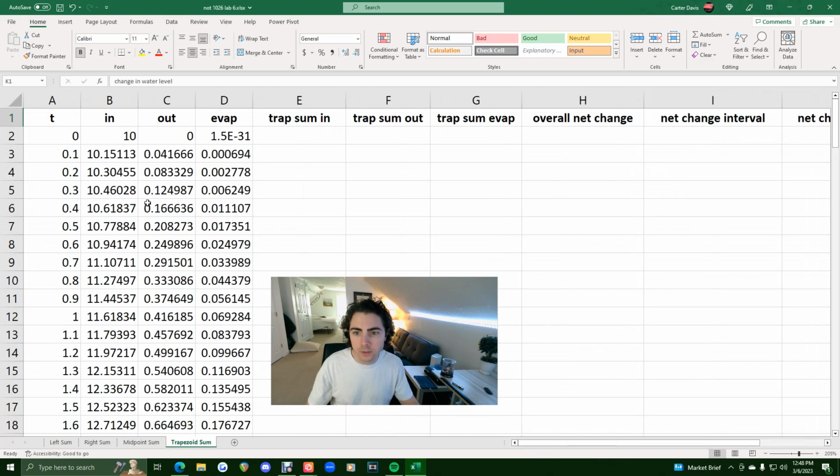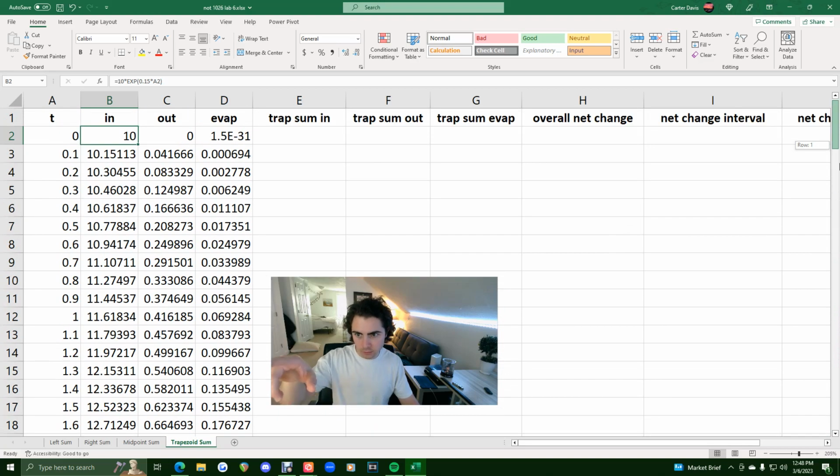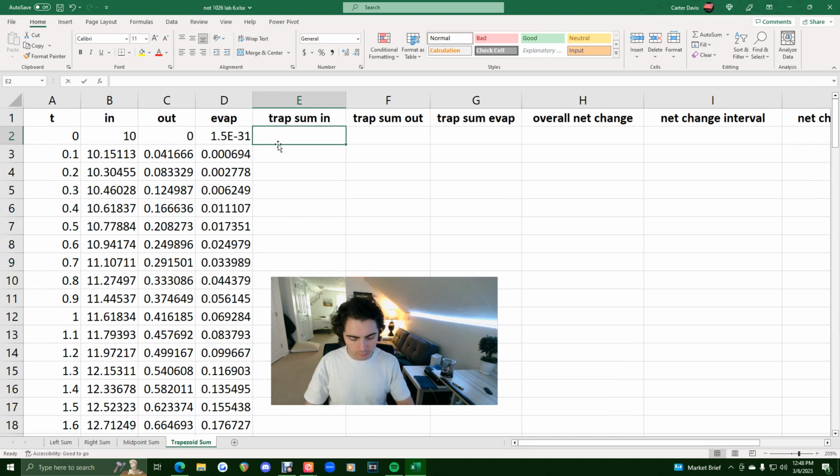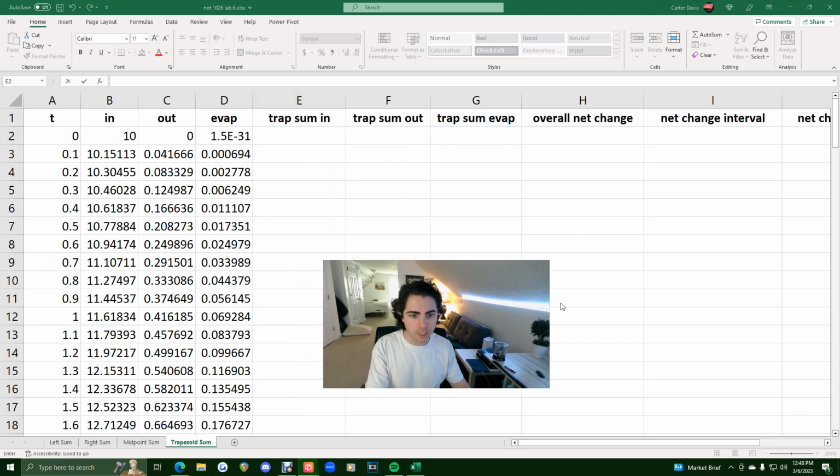Let's go ahead and do trapezoidal. Again, I went ahead and just calculated all the function values for trapezoidal. We're starting at t values of 0, going down to 12, getting all those function values. And I wanted to talk through the trapezoidal sum just because it's a little more complicated. It's not that bad. You should know how to do it at this point, hopefully.